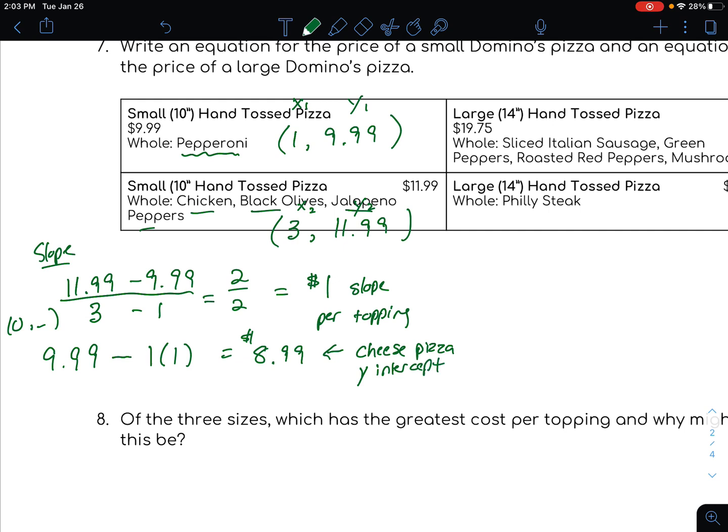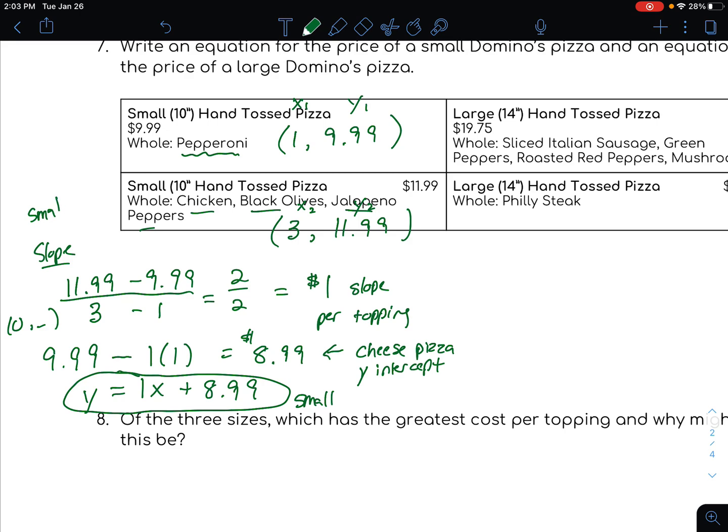So now our equation in y equals mx plus b would be y equals 1x plus $8.99. So that is our medium pizza. Sorry, not our medium. We did the medium first. My bad. This is our small pizza price.